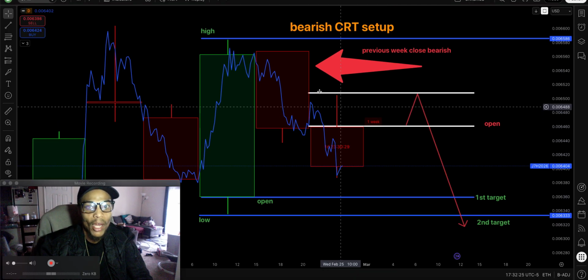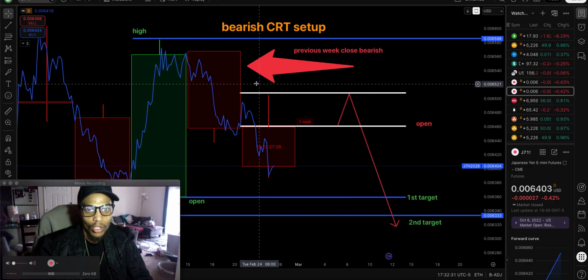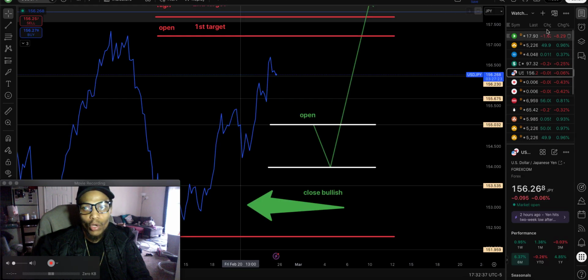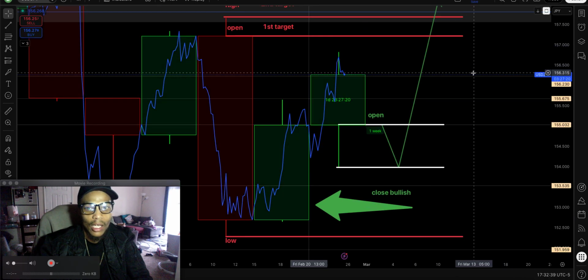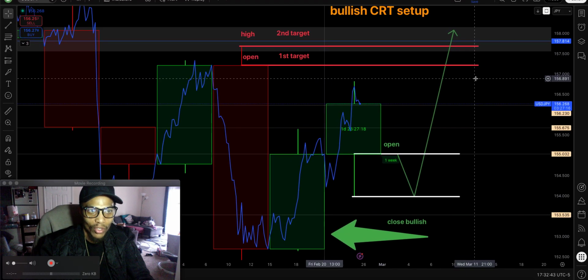So this is what a bearish CRT setup looks like. Now I'm going to show you the opposite, a bullish CRT. For y'all to know, this is yen futures I'm looking at right now. Now we're about to go look at USD/JPY, UJ, right? For those who don't know, UJ and yen futures move the exact opposite. The key word is USD versus Japan, so it just makes sense to look at the yen dollar, right?